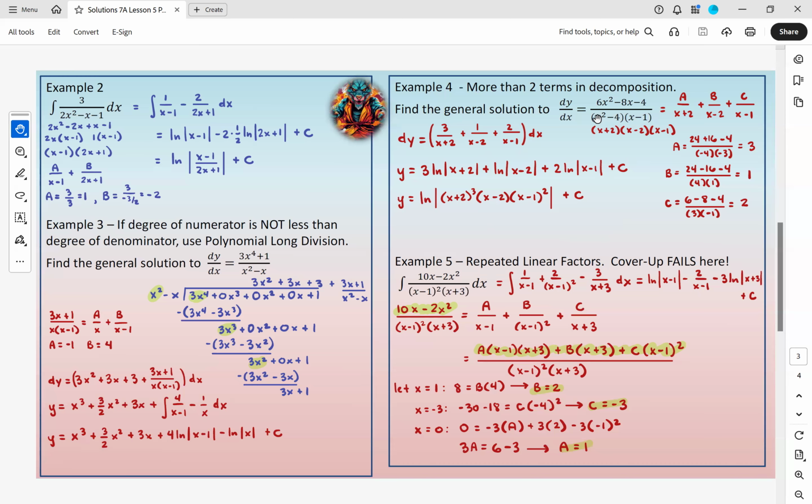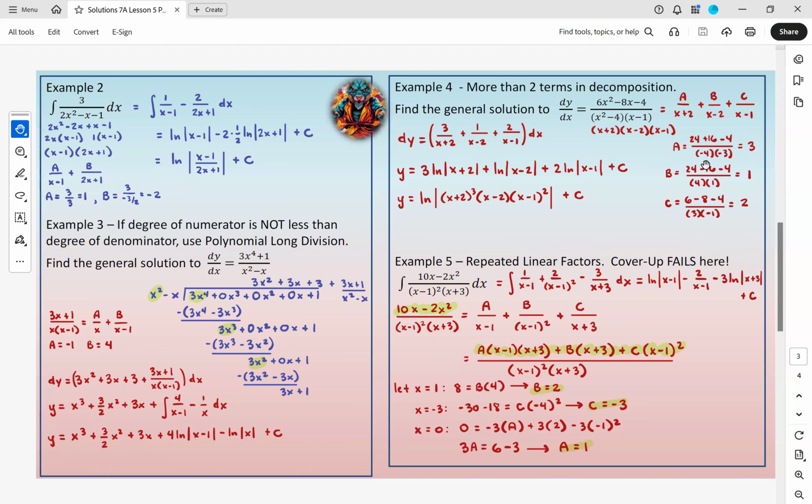Oh my gosh, I'm fading here. Sorry. But anyhow, here you've got a denominator that has three linear factors. Difference of squares is happening here. Doesn't really change anything. I set up three terms of the decomposition. I need to find an A, a B, and a C.